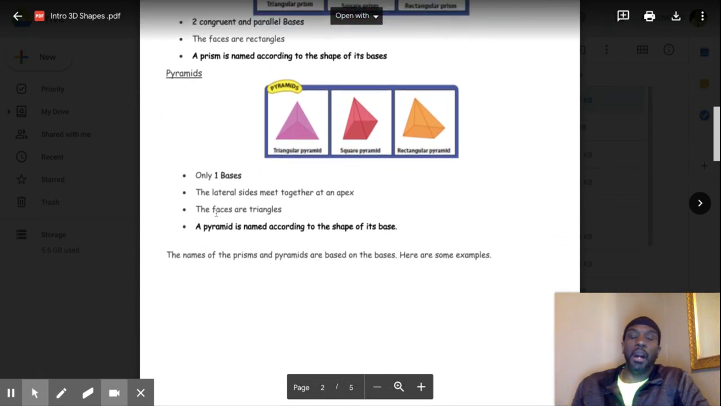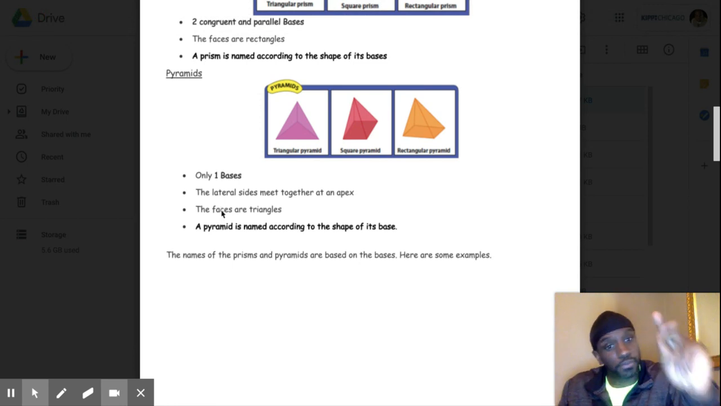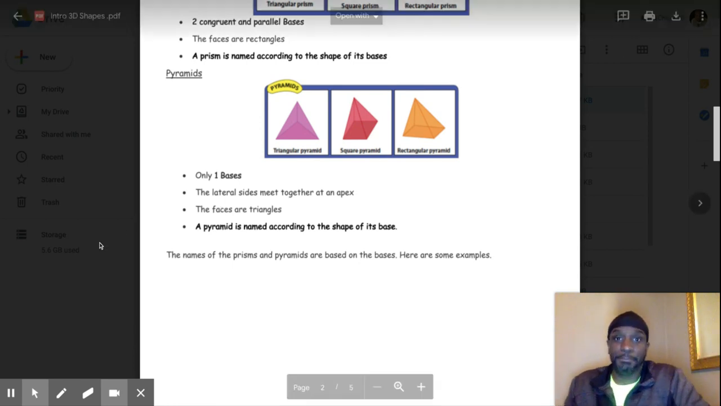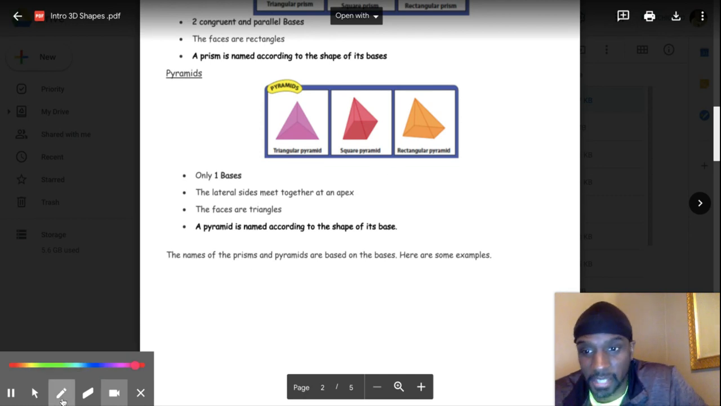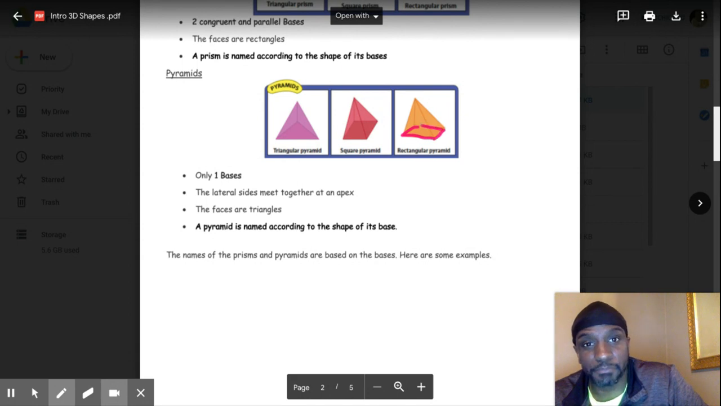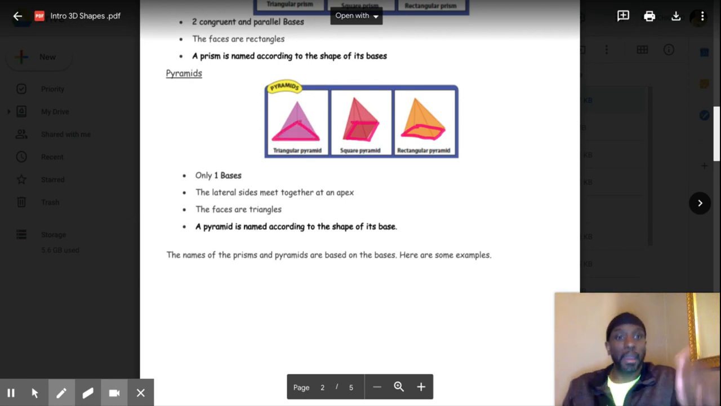Keep going. Pyramids, they only have 1 base. So prisms, 2 bases, pyramids, 1 base, okay? The lateral sides meet together at the apex. The apex is the top, and all the faces are triangles. The pyramid is named according to the shape of its base also. So these are all pyramids, but what's the shape of the base? Well, the shape of this base is a rectangle. So this is a rectangular pyramid. Bam. The shape of this base is a square, so this is a square pyramid. The shape of this base is a triangle, so this is a triangular pyramid.